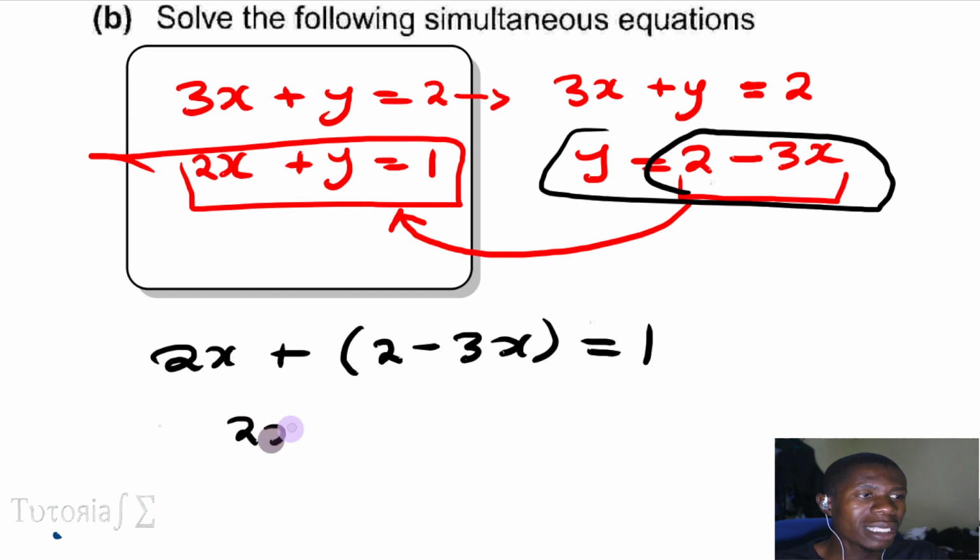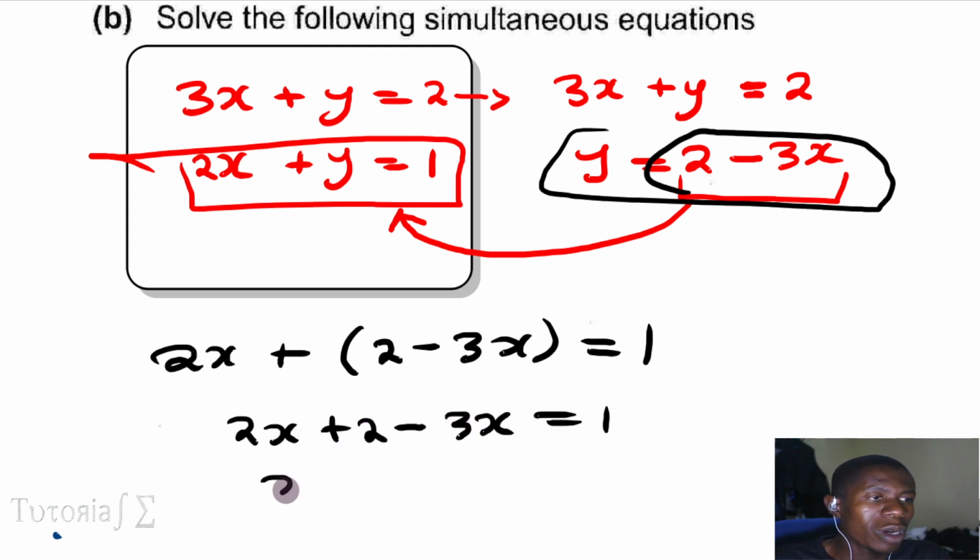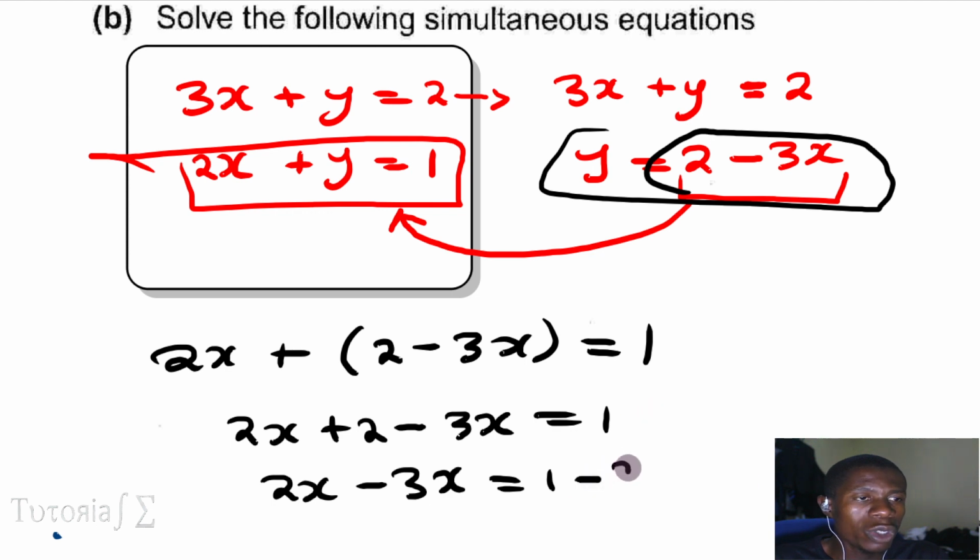So this is 2x. So positive times positive, it will be positive 2. Then positive times negative, it will be negative 3x. Then here we have equal to 1. So we can now group the like terms. So this and this, we are going to have 2x minus 3x. For these two, then we can transpose the 2 this side. So this side we have a 1. When the 2 comes this side, it will be negative 2. Then if it's negative 2 here, we subtract 1 and 2.